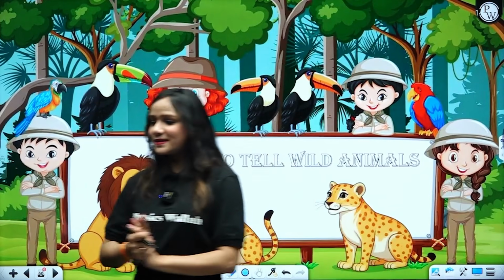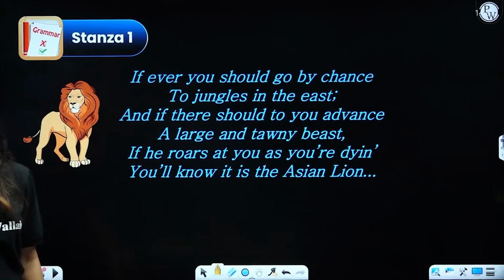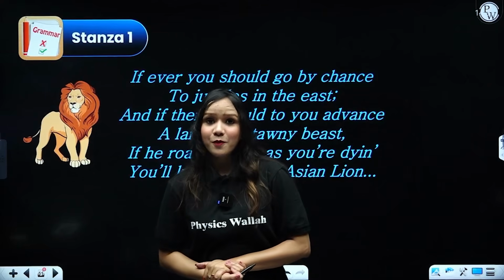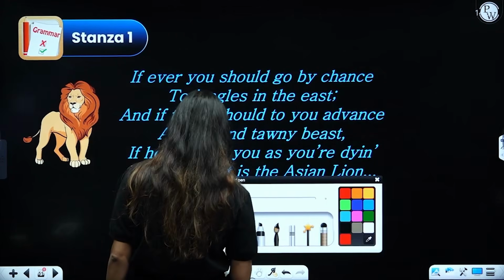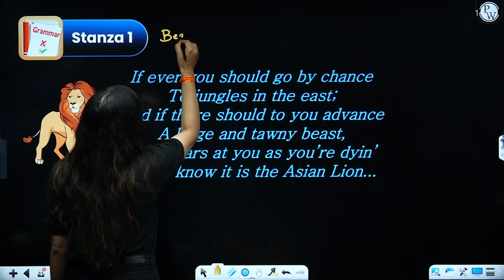So I hope everybody is ready to dive deep into the poem. Let's get started. And again, I remind you that this beautiful poem, How to Tell Wild Animals, is written by Caroline Wells. Got it? Now, let's know what is there. First of all, you should understand that this particular poem is a beautiful blend of information and wit. I'm writing it for you here. It's a beautiful blend.